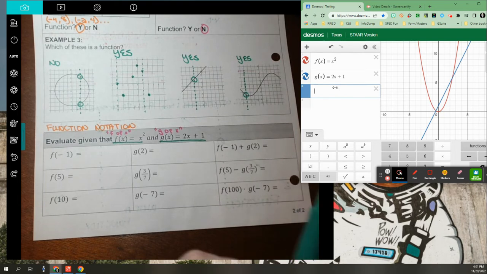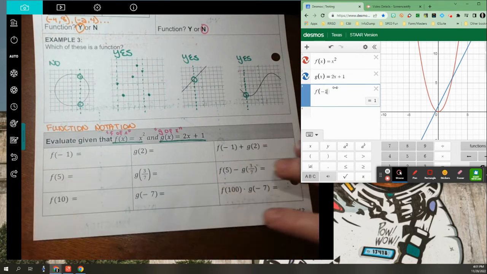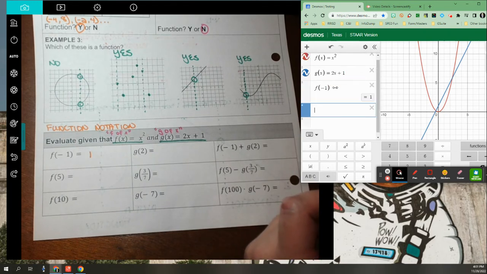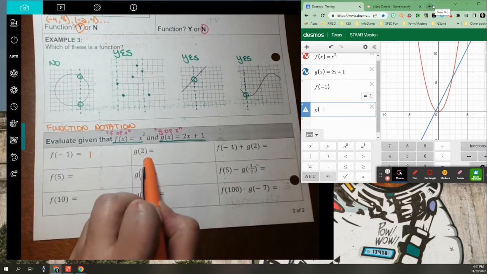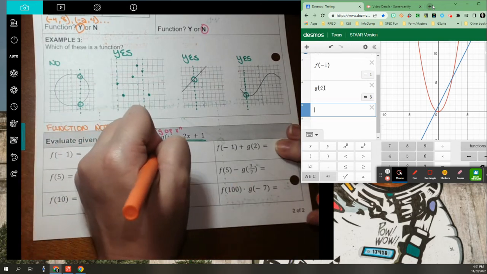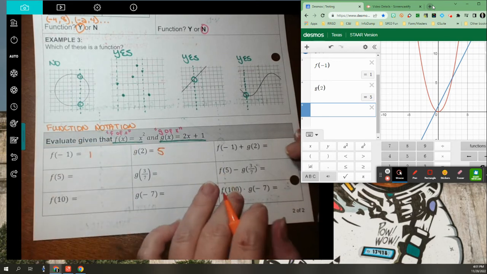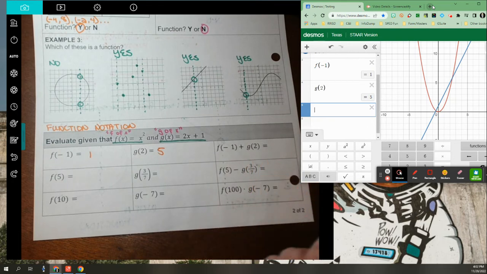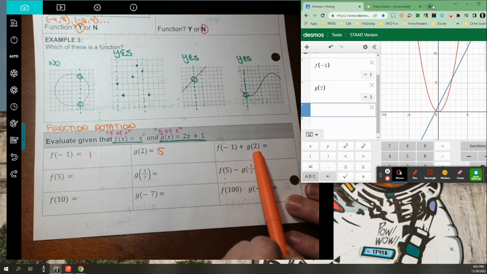Let's see what f of negative 1 is. F of negative 1. Oh my goodness, it's 1. Let's see if we can figure out g of 2. Oh my goodness, it's 5. Do you guys see how this works? It's actually really easy. And this part looks so tricky, doesn't it? You're like, Miss, I have no idea. F of negative 1 plus g of 2.